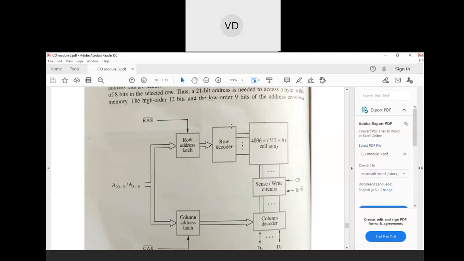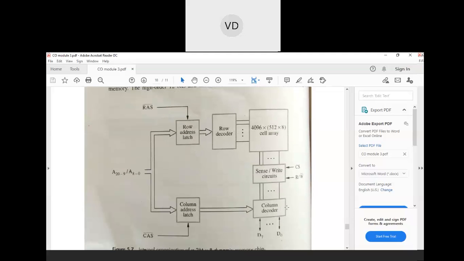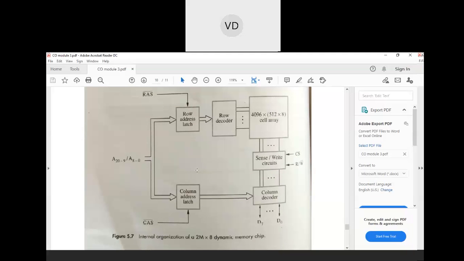Let us see how the arrangement of this block diagram is. Here we have two special signals called RAS and CAS, that is, row address strobe and column address strobe. Both are active low. They are following the negative logic.